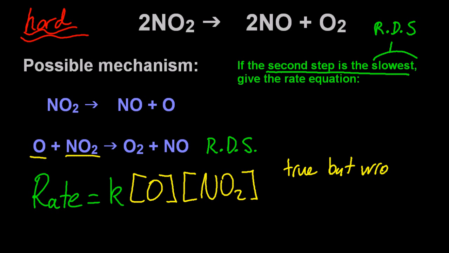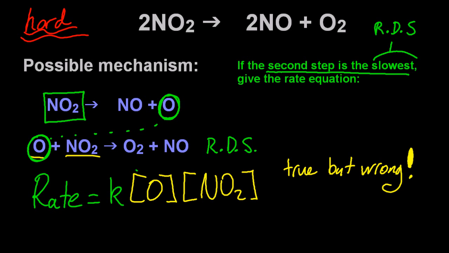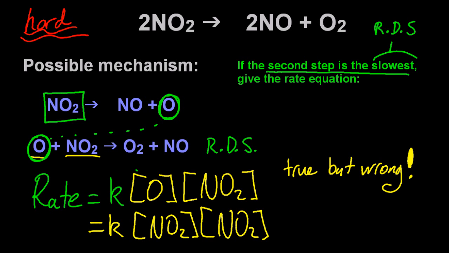And there's your problem. This O, that isn't a reactant that I knew I put in. With this O, I didn't even know it was there. You can only have reactants in the target equation, not this weird intermediate. So how do I make this O? I'm not allowed to have it in there. Well, tracing it back through the mechanism, O is made by NO2. So where I see O in my rate, I can replace it by NO2. So that gives me K NO2 squared.